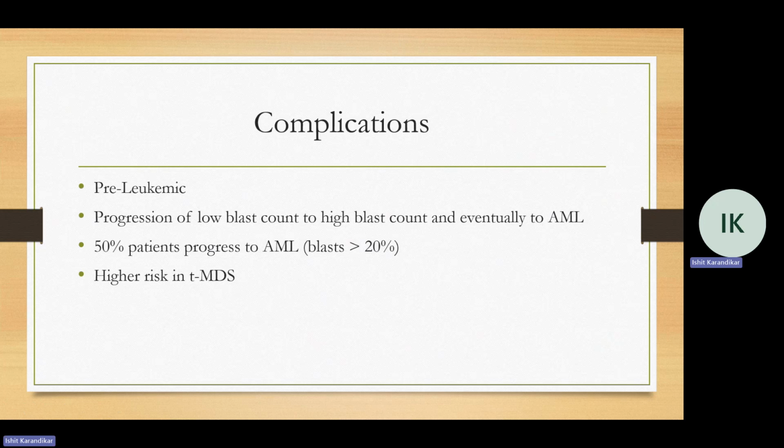This is now the main complication why myelodysplastic syndromes should be caught early. It's because it's pre-leukemic. Eventually, it will progress to AML. About 50% of patients progress to AML, which is a tough disease to get. And of course, it has a higher risk in therapy-related myelodysplastic syndromes.